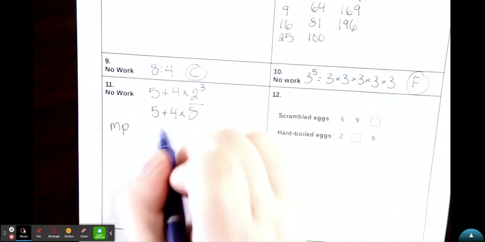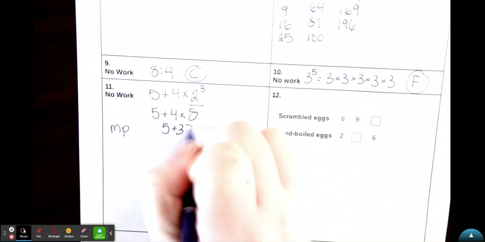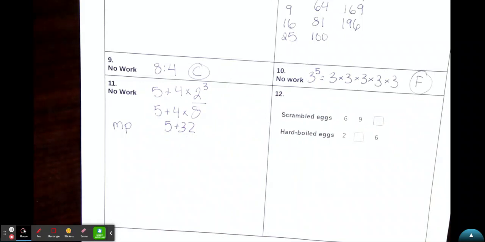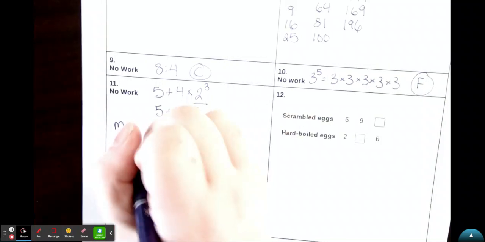Okay, and then the final step, so we have 5 plus 32. Okay, so we would just add 5 and 32, which is what? Well, I mean, which letter? Says add 5 and 32. Is that L? Yeah.